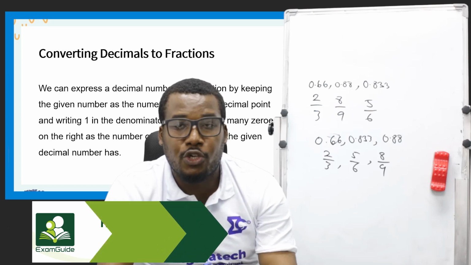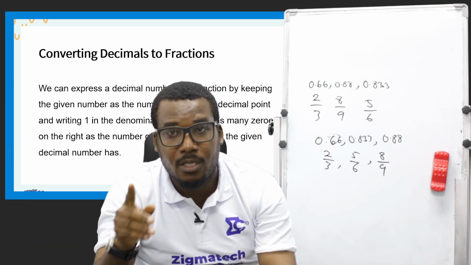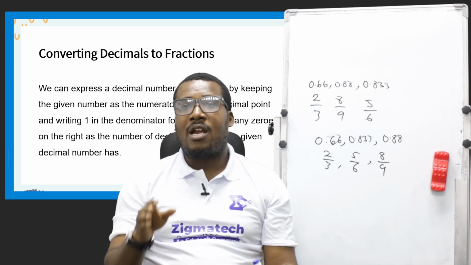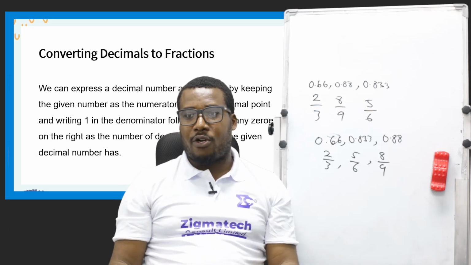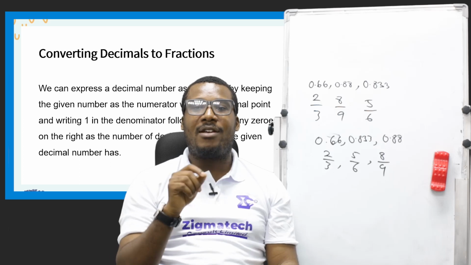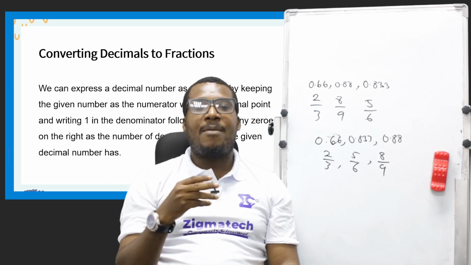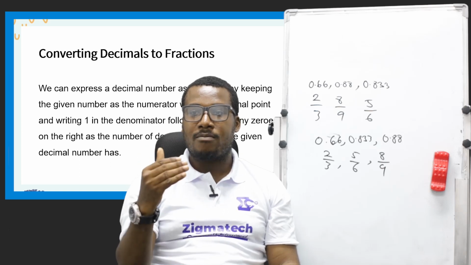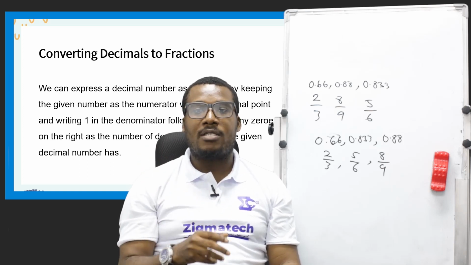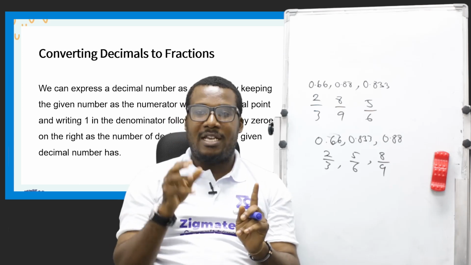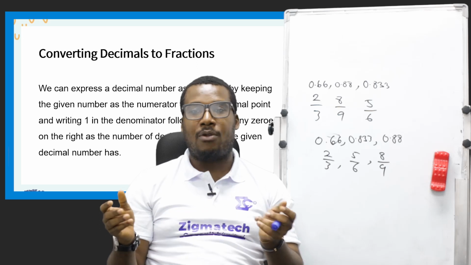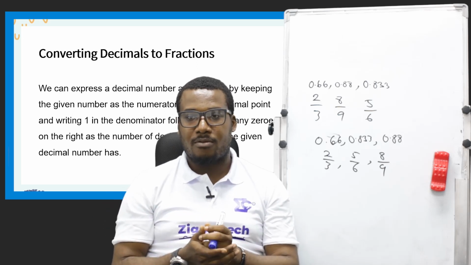Yes, we can also teach you how to do the conversion from decimals to fraction, as you can see on your screen right now. We can express a decimal number as a fraction by keeping the given number as the numerator without a decimal point and writing 1 in the denominator, followed by a series of 0s, as many zeros as we counted, as we're going to be seeing right now.